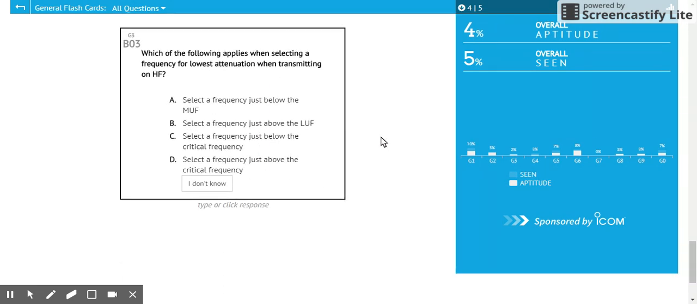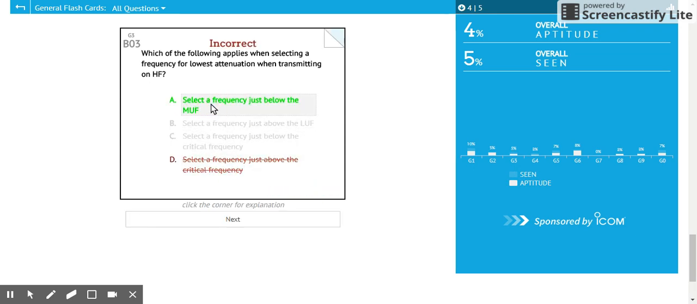Well, let's see here. Question G3B03. Which of the following applies when selecting a frequency for lowest attenuation when transmitting on HF? A. Select a frequency just below the MUF. I don't know what MUF is. B. Select a frequency just above the LUF. Again, I have no idea what that means, LUF. C. Select a frequency just below the critical frequency. D. Select a frequency just above the critical frequency. I have no idea what this is talking about. I know it is A, well, whatever MUF is. I don't know what these terms are.